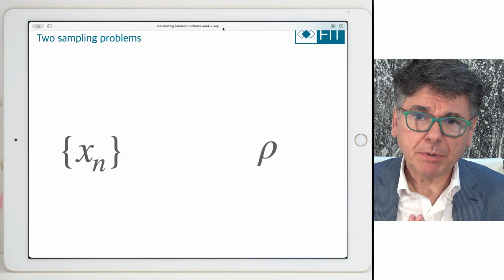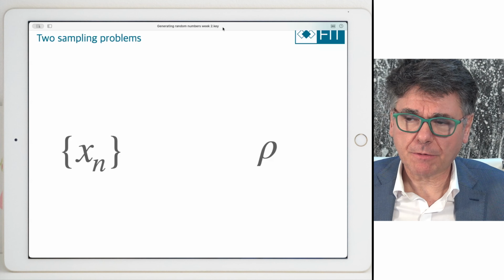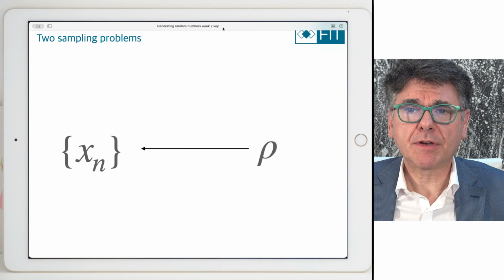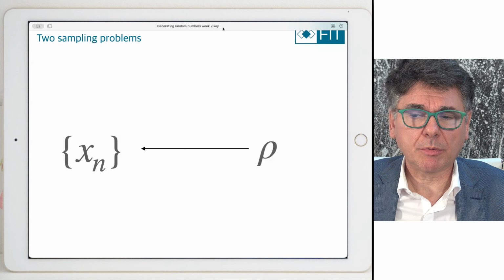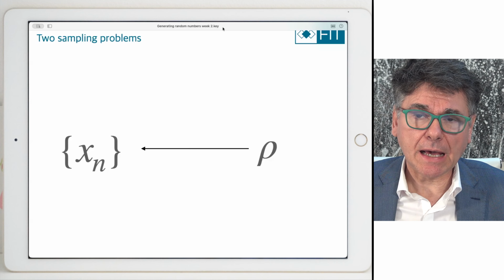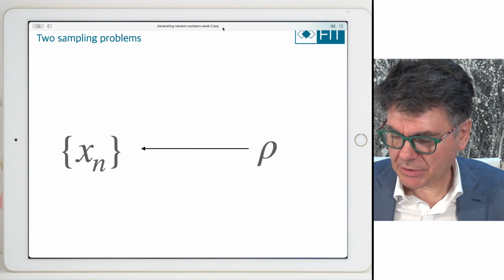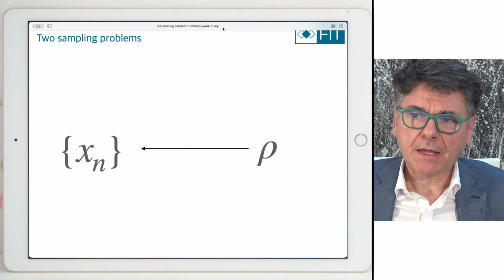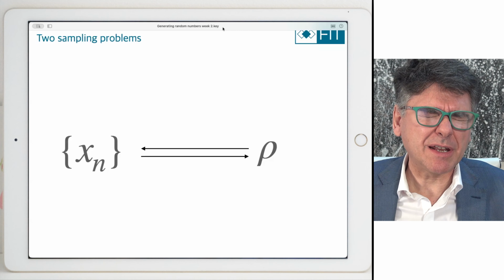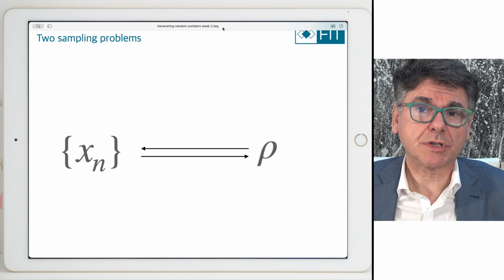So the sampling problem that Monte Carlo addresses, and the sampling problem we just touched on, that I'm going to get more in depth with now, is a dual problem. On the one hand, given a distribution, we want to be able to generate data that is consistent with that distribution. And the other is, given a sample, I want to know what distribution it's coming from.